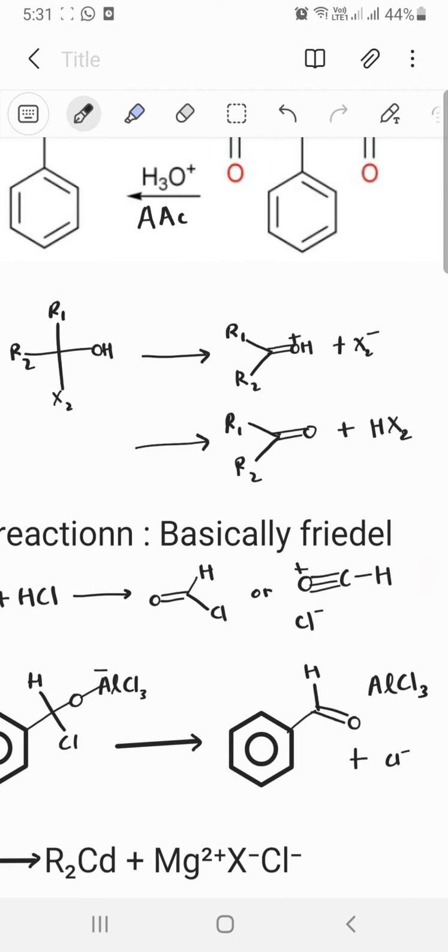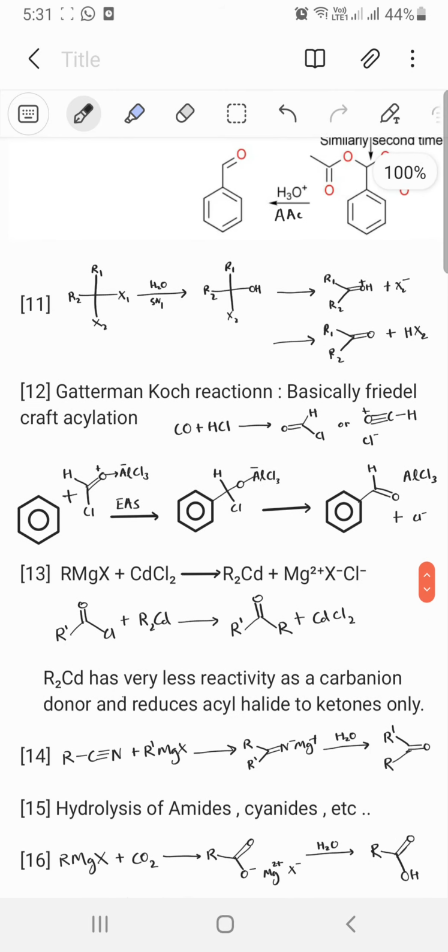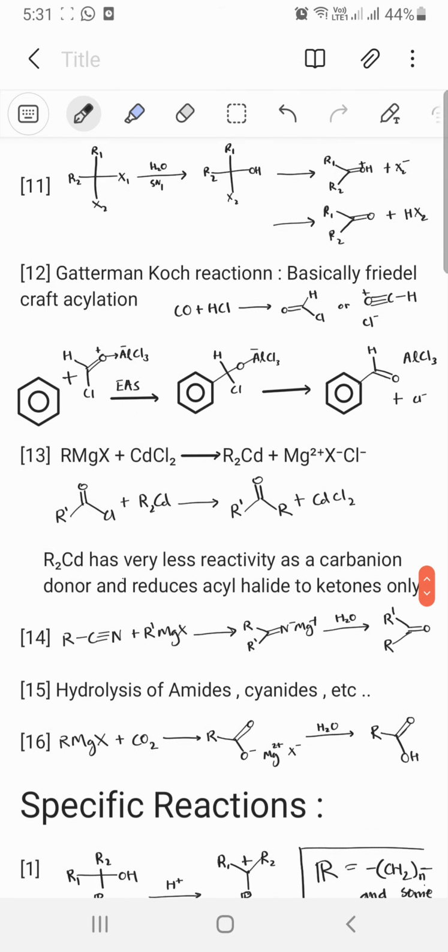All right. Yeah, this looks very normal. Okay. Gattermann-Koch reaction, basically Friedel-Crafts acylation. Okay. Carbon monoxide plus HCl gives this thing. Oh yeah, this is a reversible reaction. Or this thing. Huh. Okay, cool.